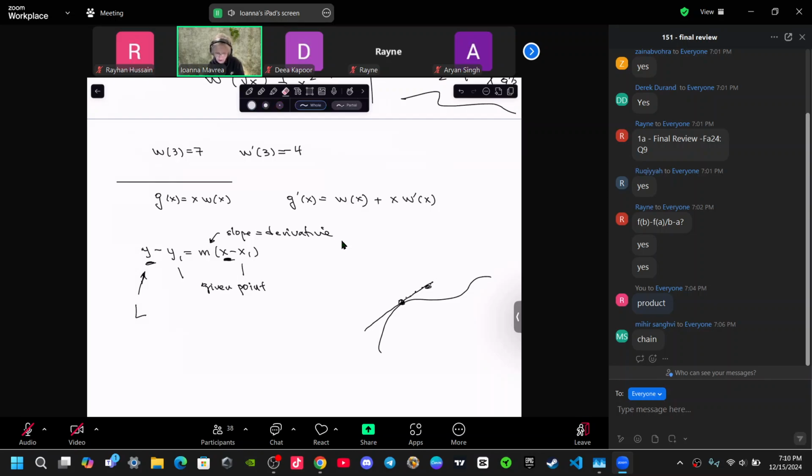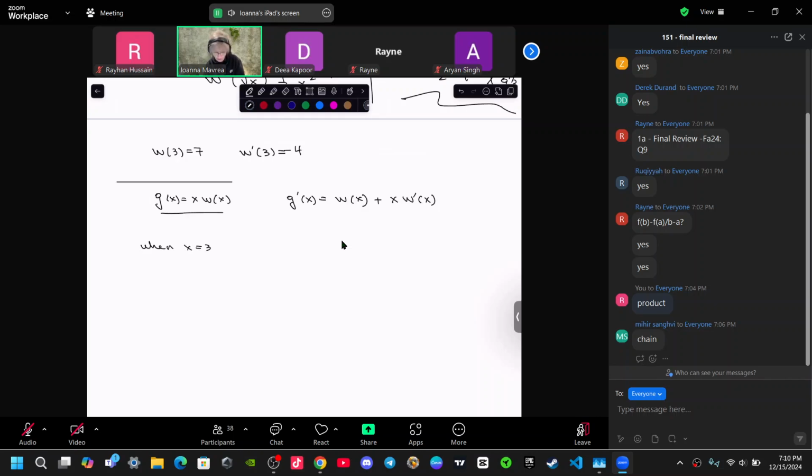Anyway, so you're given a point. You're given x equals 3. So if x equals 3, you can find the y coordinate on the graph of g by plugging in, right? So that would be 3 times w of 3. W of 3 is given, so that's 3 times 7, so that's 21. So you have the point (3, 21) on the graph of g.